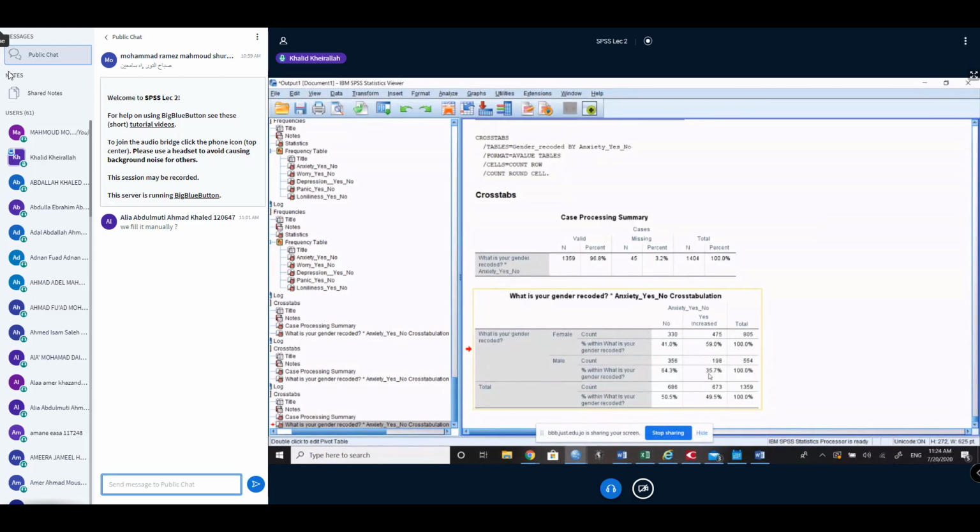So my sample is from medical students. How about if I want to talk about all medical students in Jordan? I'm considering only 1359 medical students as my sample. How about if I want to talk about the whole population?